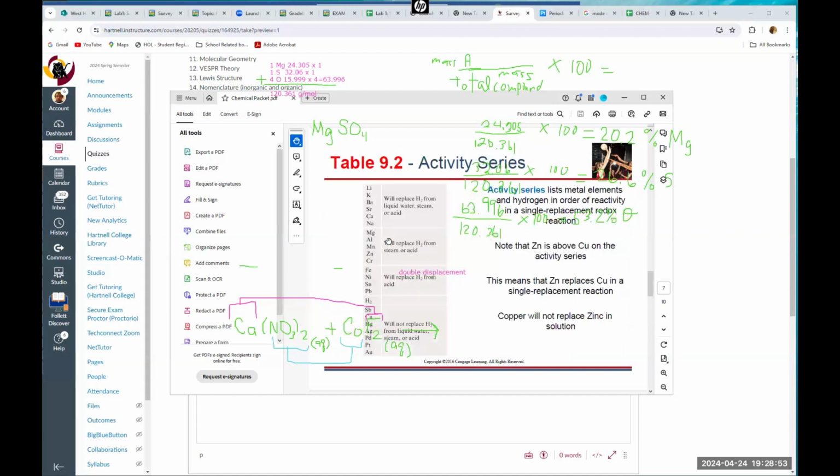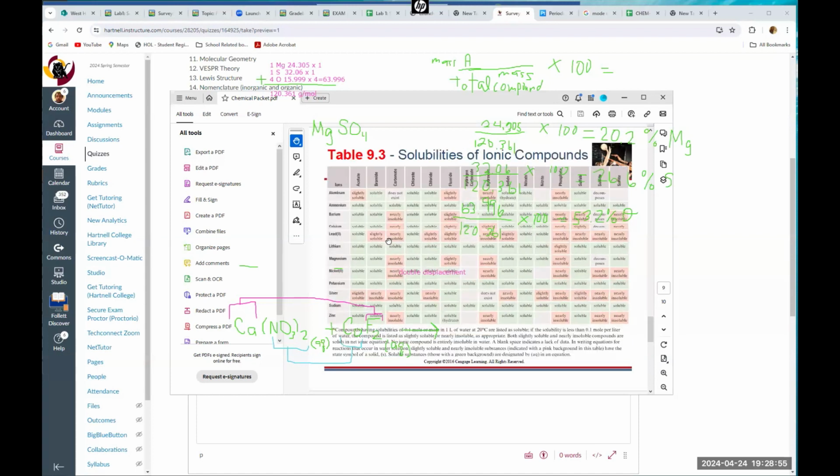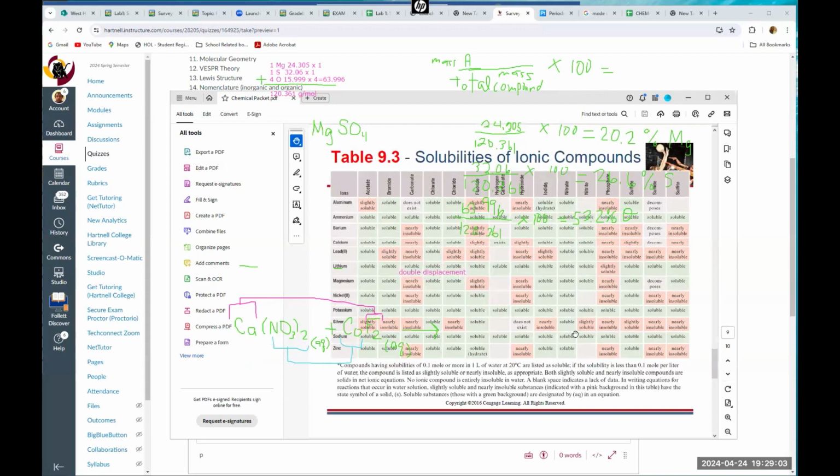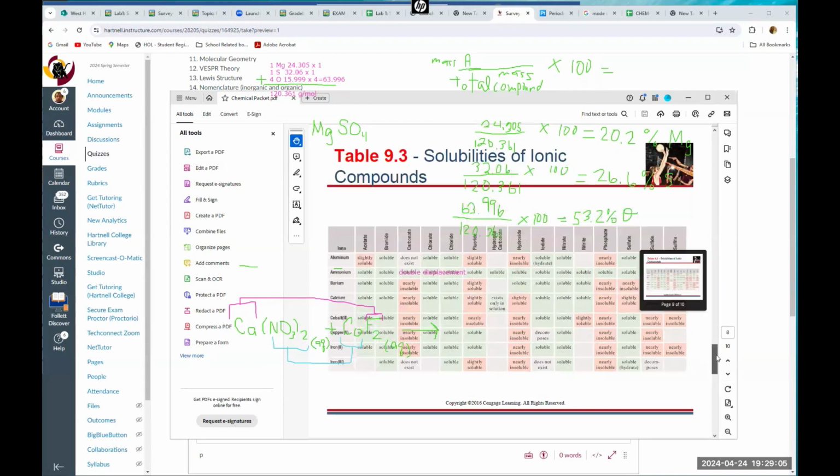Yeah, this is not working out very well. Hold on. You guys see my page there? There we go. Calcium, slightly soluble.